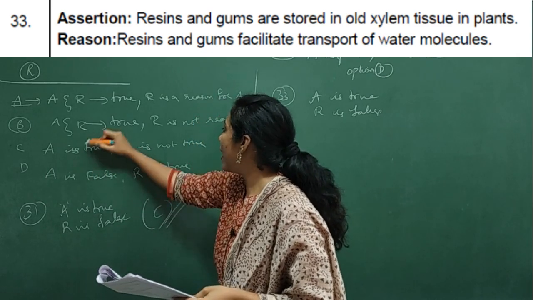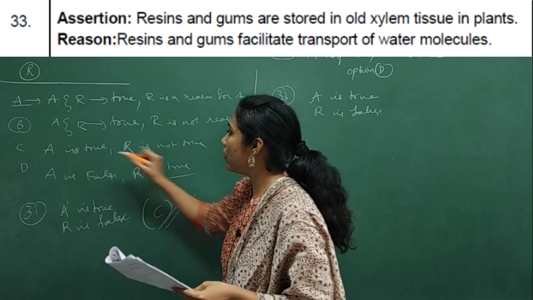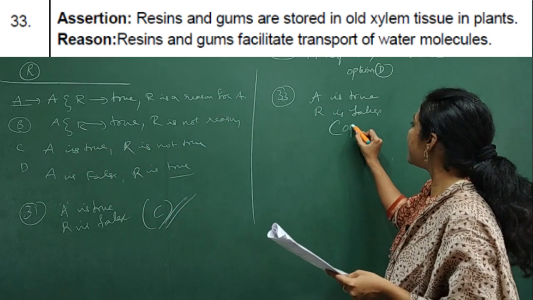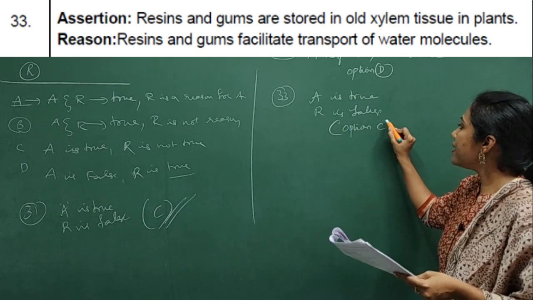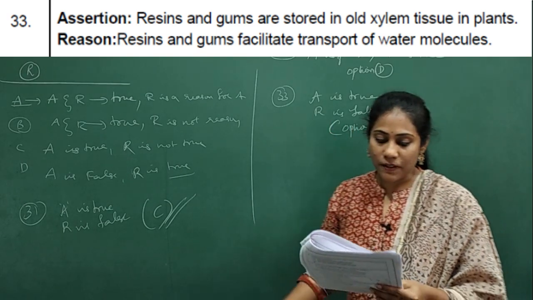A is true, R is false or not true. That is option C. Option C is the correct answer for 33rd question.